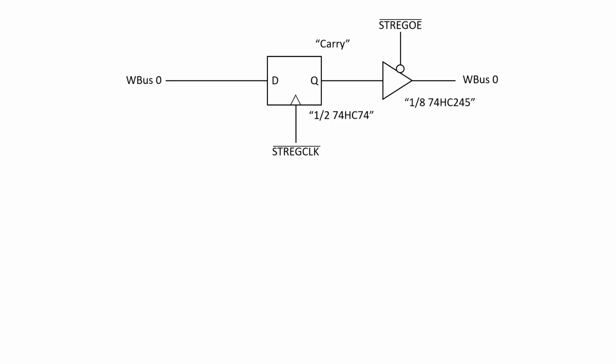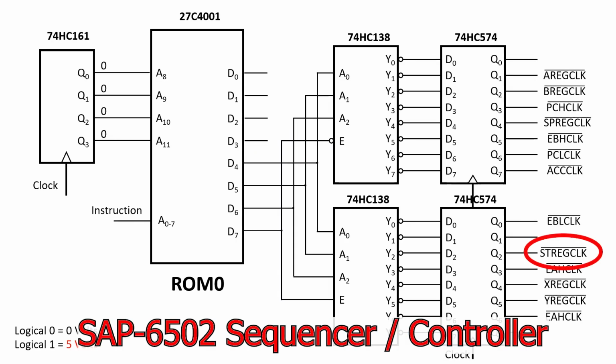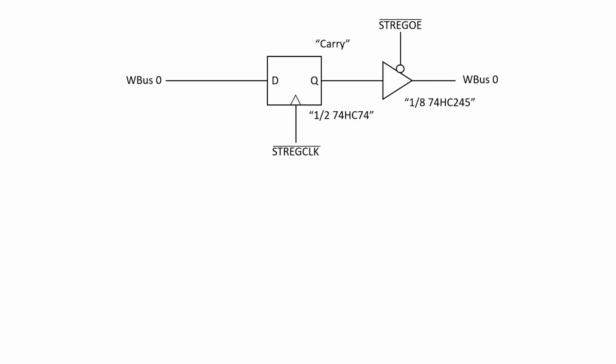The D input to the flip-flop comes directly from the W bus, and this is clocked via the STREG clock signal. This is also generated in the decode logic in the sequencer controller. This thing has its tentacles everywhere. So how does the ALU controller carry flag? Well, that's what the preset and clear signals are for. We'll look at these in more detail in a moment.